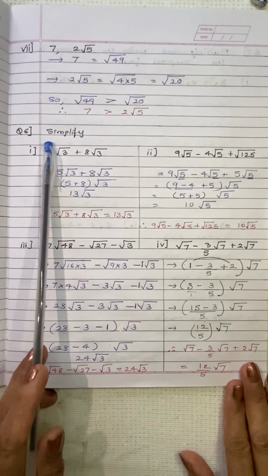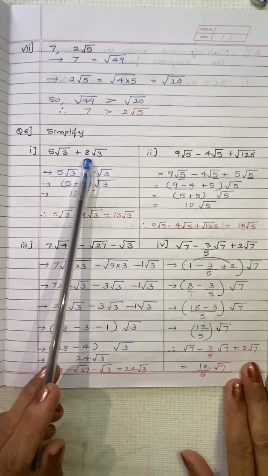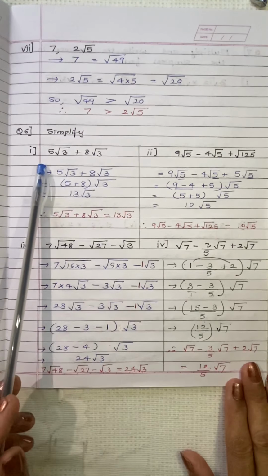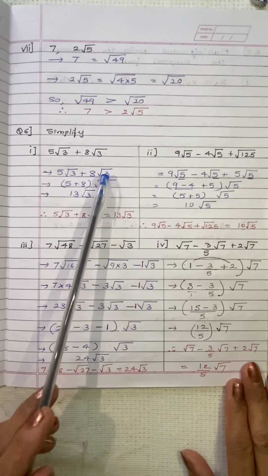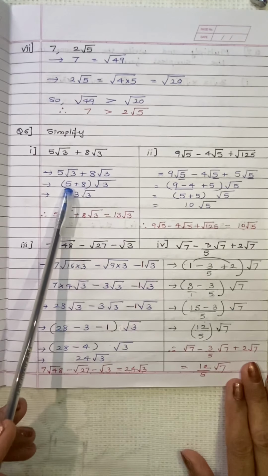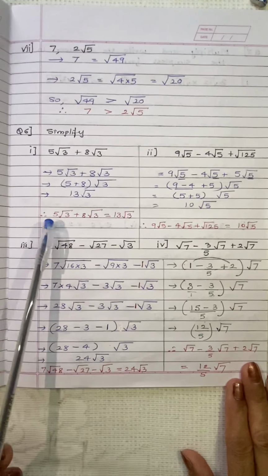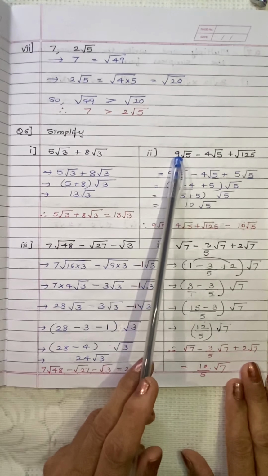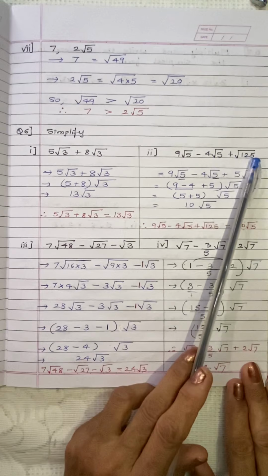6. Simplify. Let's solve this. 5 root 3 plus 8 root 3. Now here they are like surds, root 3, root 3. So that will be common outside the bracket, and remaining terms inside the bracket, 5 plus 8 root 3. So 13 root 3. And second one, 9 root 5 minus 4 root 5 plus root 125.